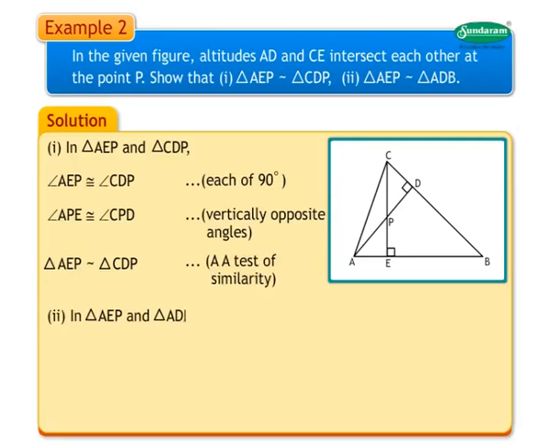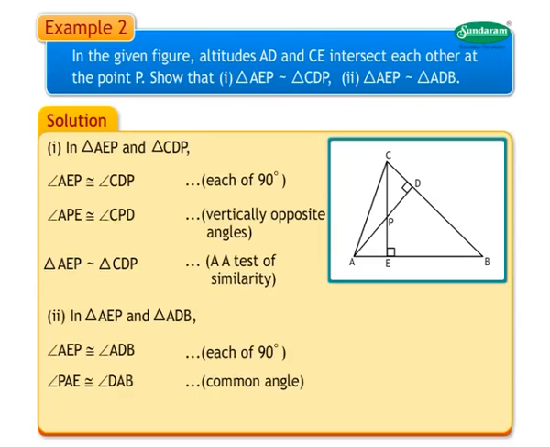Number 2. In triangle AEP and triangle ADB, angle AEP is congruent to angle ADB as each of them is 90 degrees. Angle PAE is congruent to angle DAB as they have a common angle. Thus, triangle AEP is similar to triangle ADB by AA test of similarity.